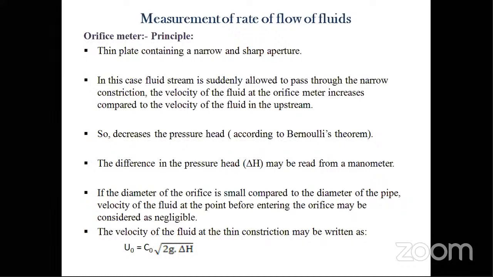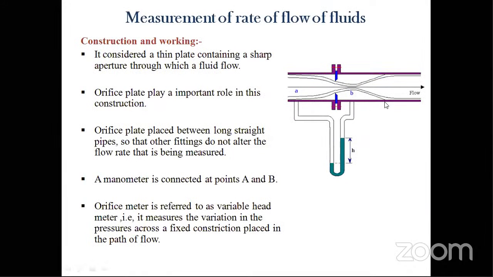When any liquid passes through the orifice meter, what happens? It has two aperture portions. One is aperture portion A, and this narrow portion is B. See the picture. You can see that the flow is coming from A to B, and this portion is connected with another portion.